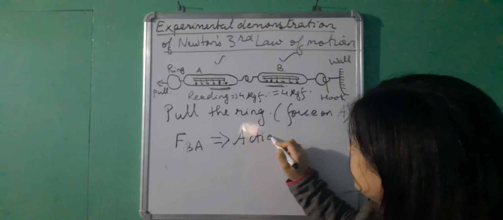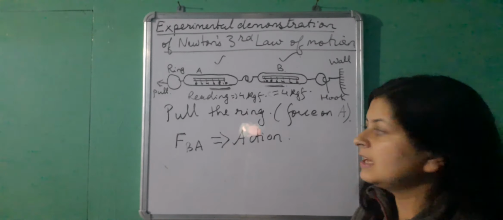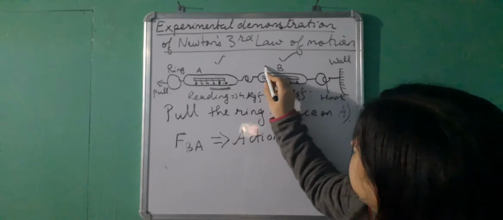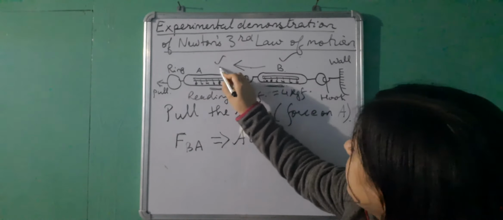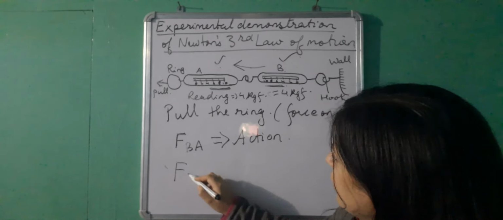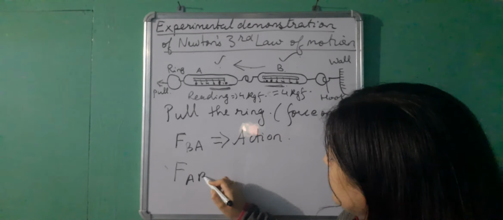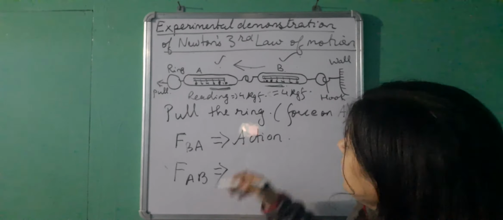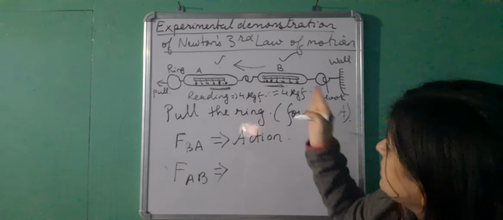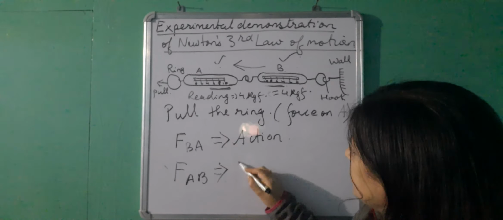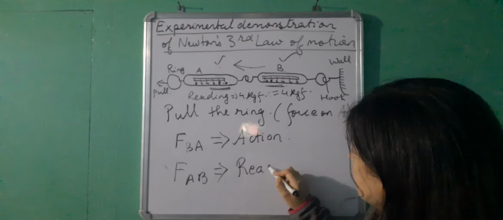Okay, likewise this is exerting a force on A as well. So force on A due to B, which is equal and opposite to the force of 4 kilogram force, this will be called reaction.